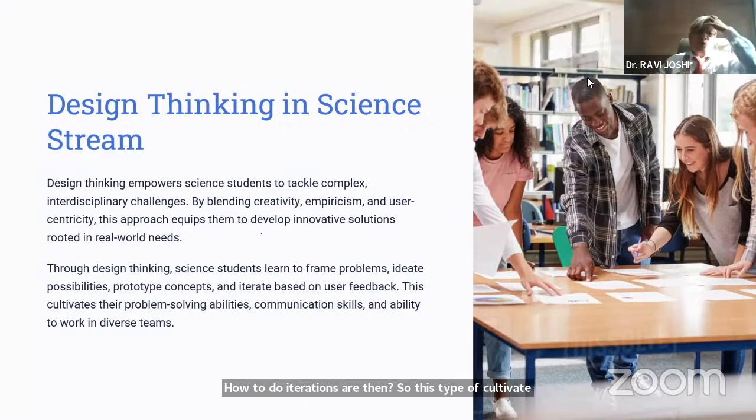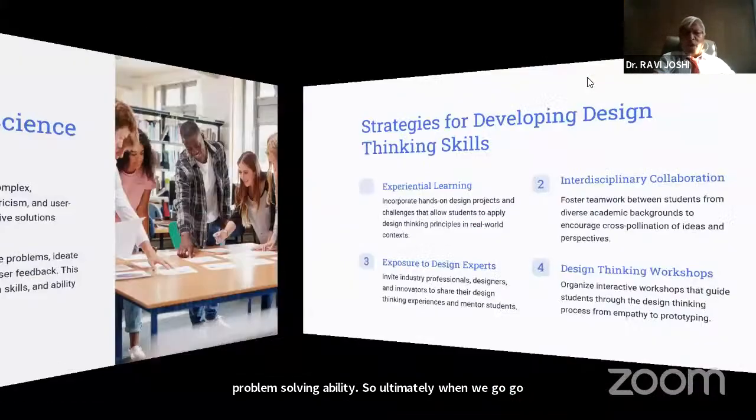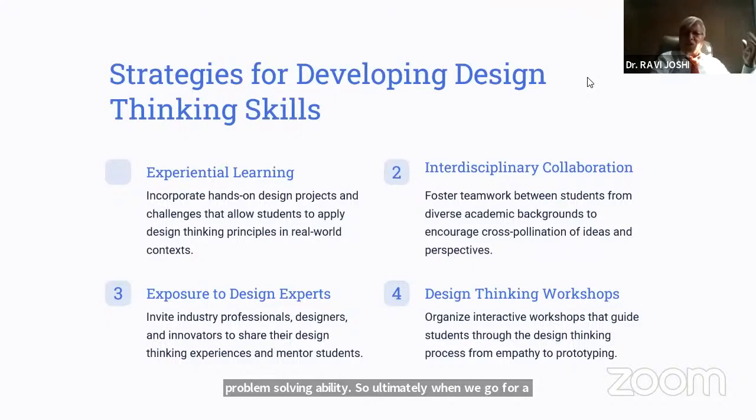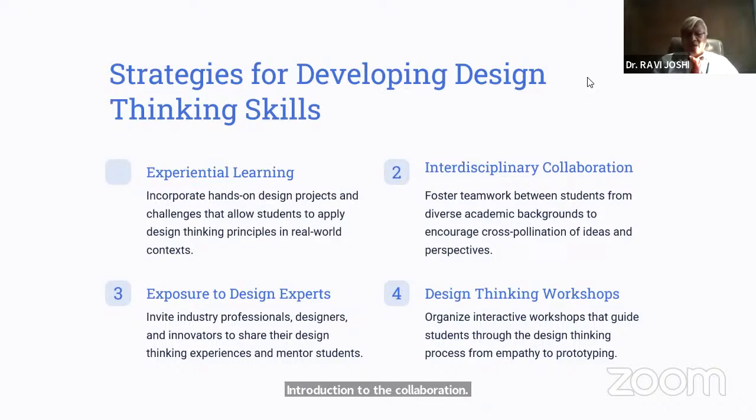So ultimately, when we go for design thinking abilities, we have to focus on different aspects: experiential learning, interdisciplinary collaboration, exposure to design experts, and design thinking workshops. This can be done. Many universities, many curricula, irrespective of domain, nowadays are focusing on design thinking skill development, which is a problem solving technique used for economics, sociology, psychology, political science, all branches of science, business, commerce and management, health sciences, everything.